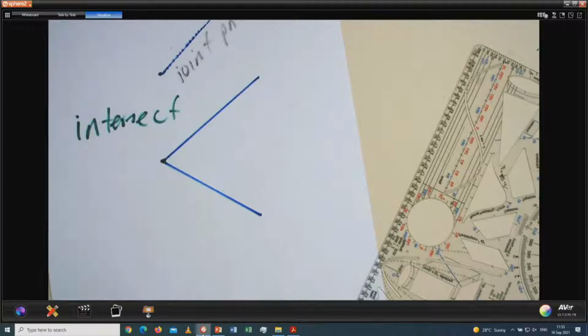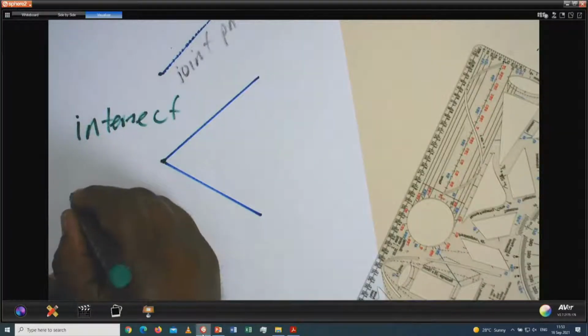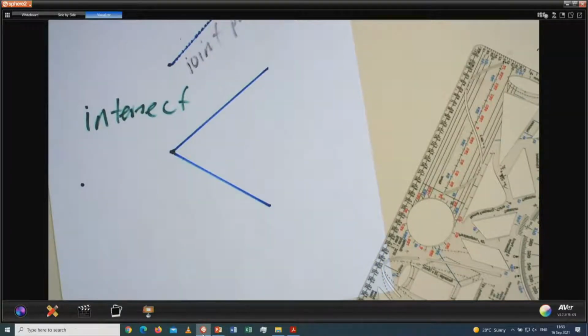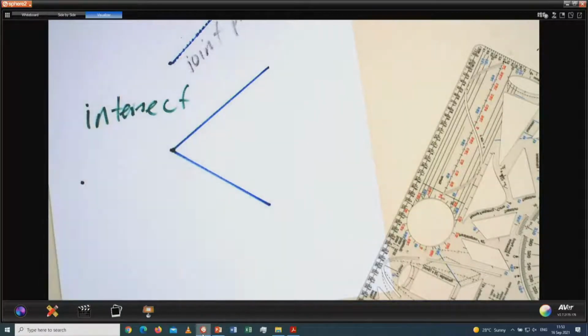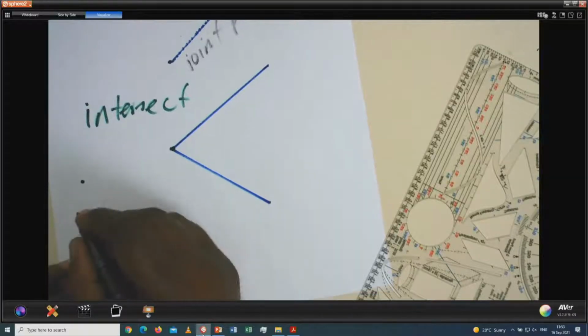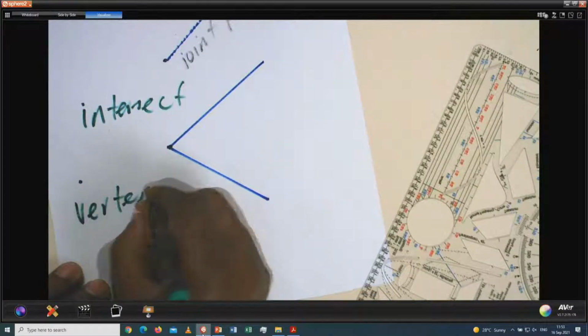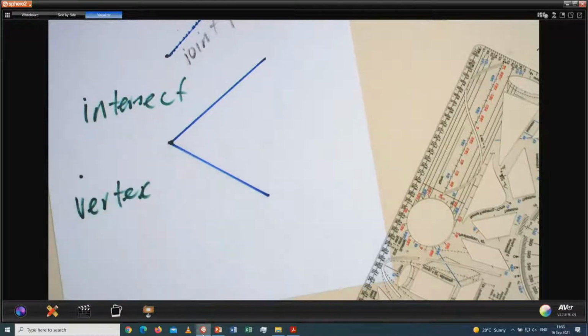And now this point is different from our initial point, in the sense that they are aligned. The lines are meeting at the point, joining at the point, intersecting at the point. Lines intersecting at the point, and that point we call a vertex. You see now? Vertex.